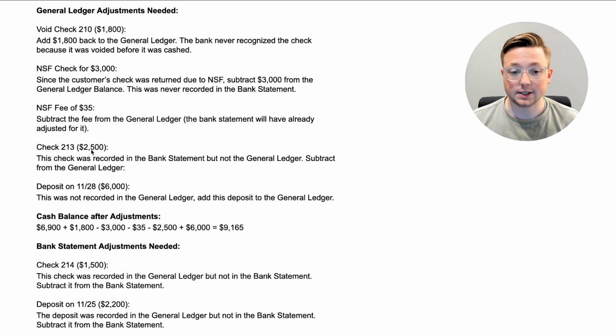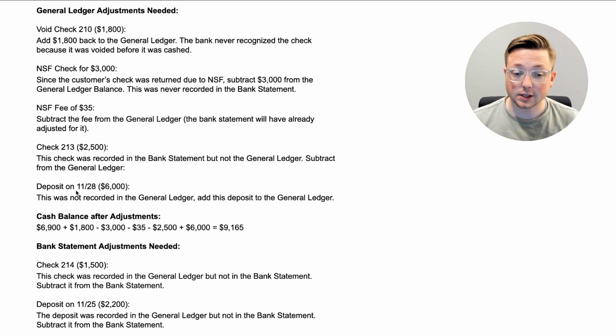Then there's check 213. If you took notes about this, this is one of the checks that was recorded in the bank statement but not in the general ledger. And since it's a check, just remember, when a check is mentioned in the bank reconciliation and the general ledger, that's saying that money was taken out. Check 213 was taken out, so that's money that needs to be taken out of the general ledger.